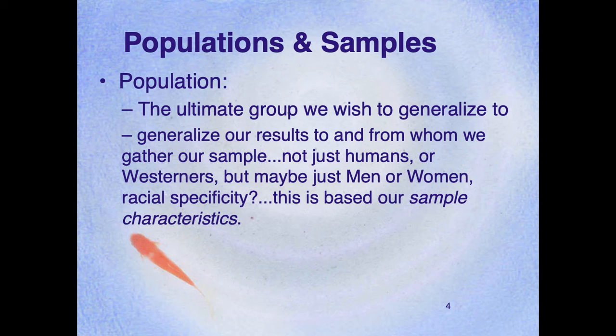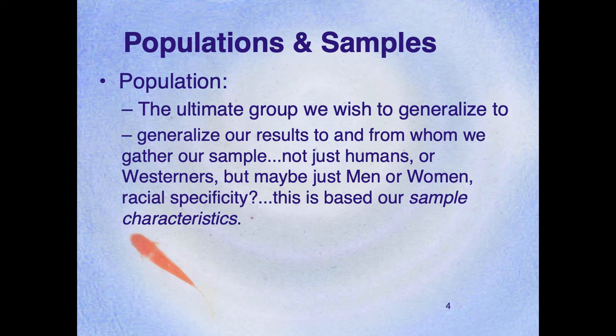And of course, not all of us do, and that's where those interactions come in, in social and personality psychology, right? But it may not just be humans, we may want to generalize specifically to Westerners, right? Men versus women. We may even look within ethnic or racial categories to see different perceptions, let's say, of bias or something like that. But this is based on basically our sample characteristics, right?